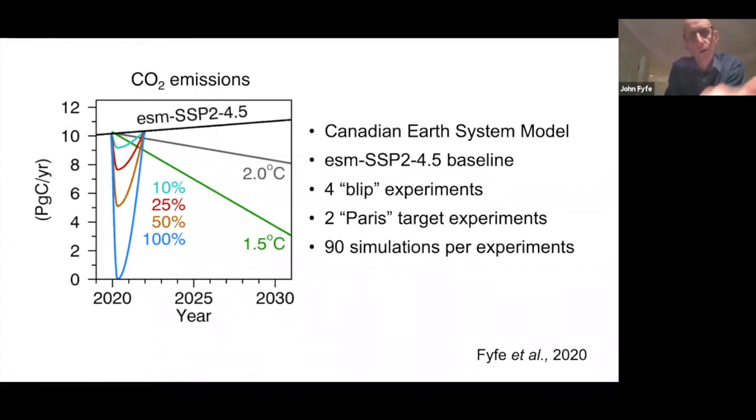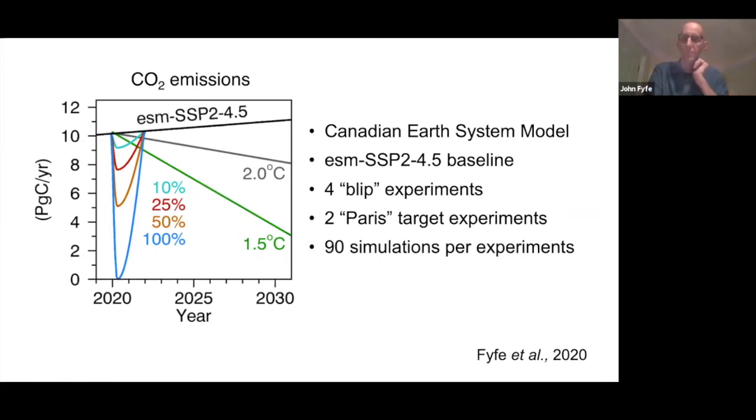And then there are 2 other curves here labeled 1.5 and 2 degrees, just to put things in proper context. We've also done simulations where we tried to achieve the Paris targets. This is where we adjusted the emission reductions so that we eventually stay below 1.5 degrees Celsius or 2 degrees Celsius. So 7 sets of experiments.